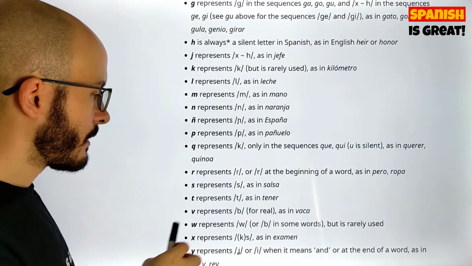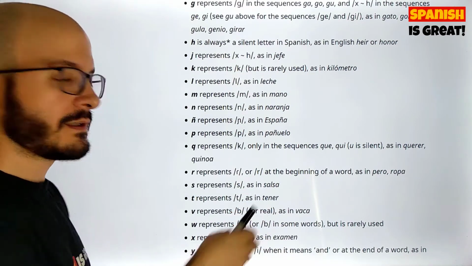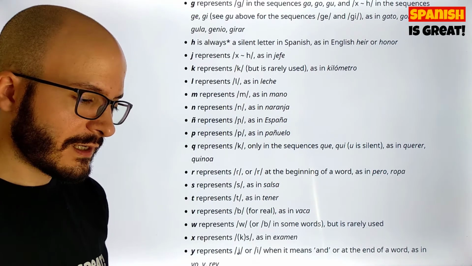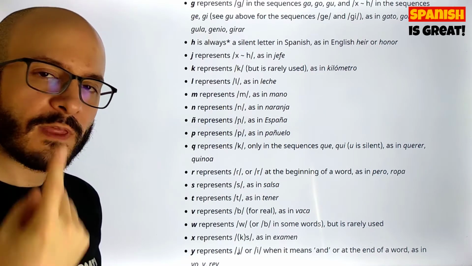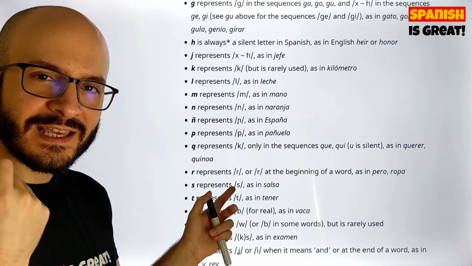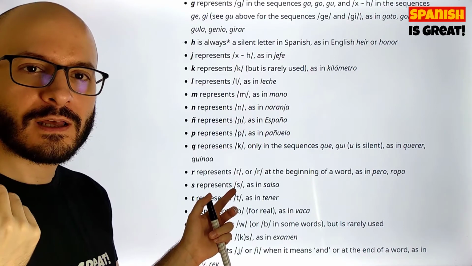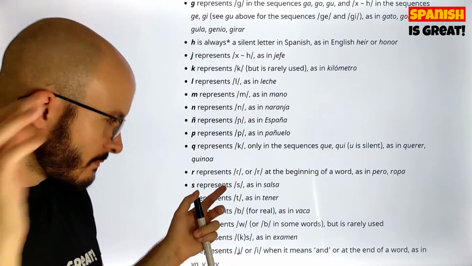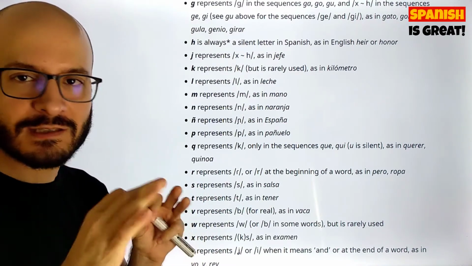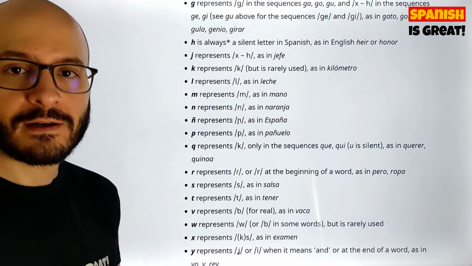No? S represents S, no? As in salsa, normal. Then you might hear, for example, people from the north of Spain pronounce S, which kind of sounds like sh, as in shower. But don't pay attention to that, okay? It doesn't matter. Just like S, normal S. It's fine. T represents te, as in tener, to have.